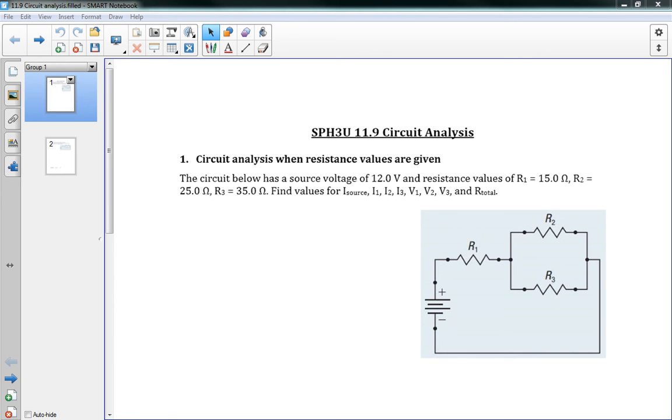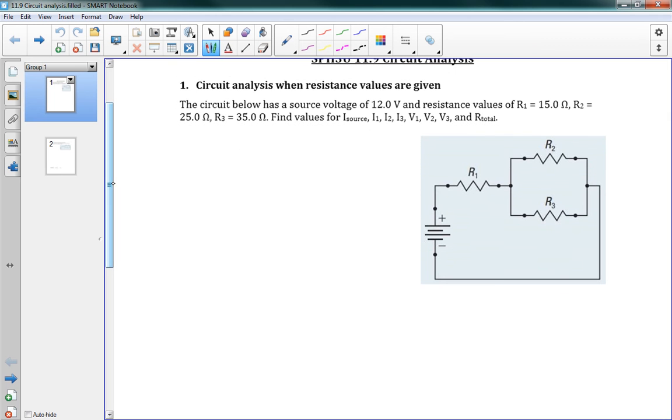Okay, this is 11.9, circuit analysis. This is the last part of chapter 11. So here we're just looking at more complex circuits, and we're figuring out how to fill in all of the blanks, just like we were doing towards the end of the last lesson.